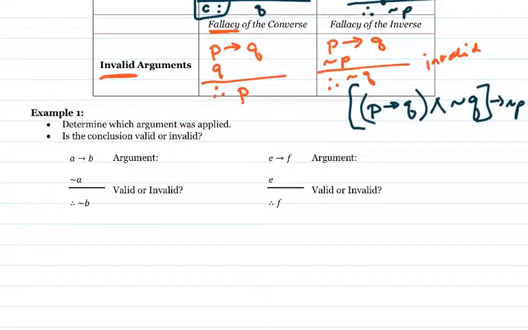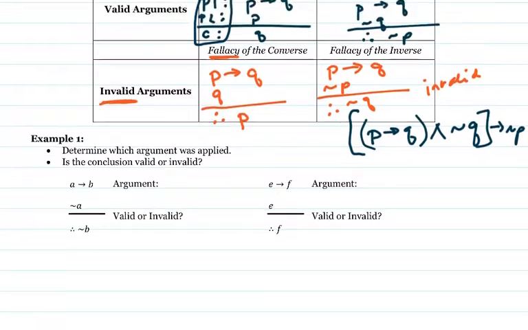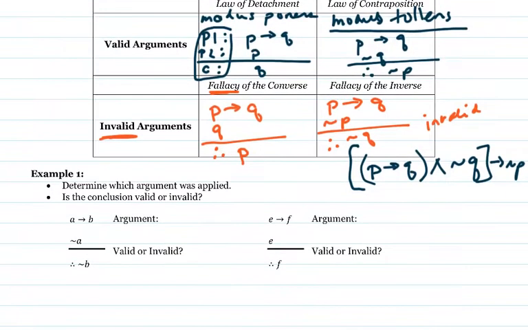So I'm going to run through these kind of quickly. We are going to determine which argument was applied in each of these situations, and we're going to determine is the conclusion valid or invalid. So we have if A then B, and then we have the premise not A, and then we have the conclusion not B. And so we're going to look up here and we're going to see, what does this look like? Which one of these situations does it look like?